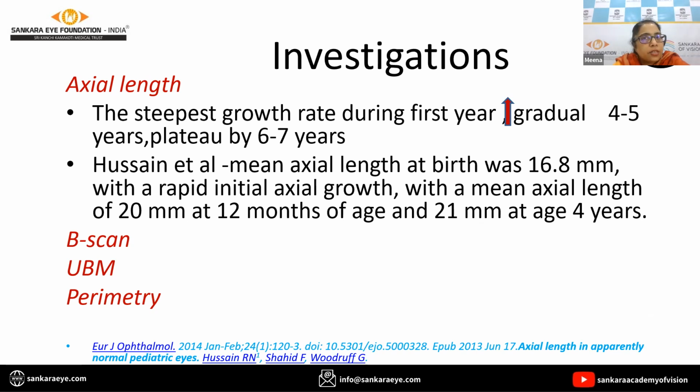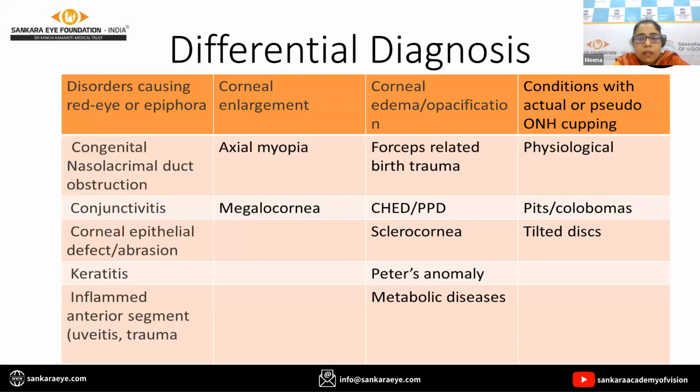Other ancillary investigations which may be indicated: as I mentioned, B-scan may be indicated if fundus examination is not possible. Again, UBM in case we find that there are other causative factors where we need to check for the ciliary body or iris configuration. Of course, if it's in older children, we can try doing a perimetry.